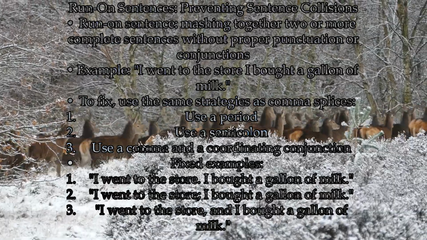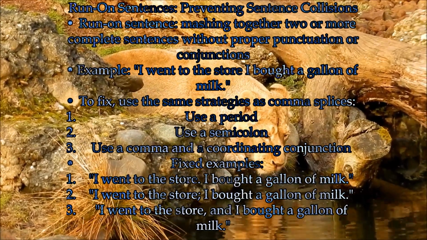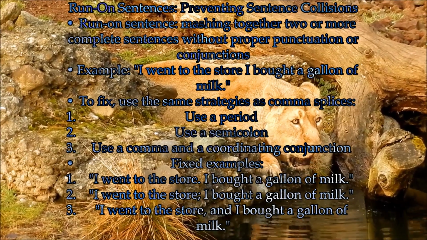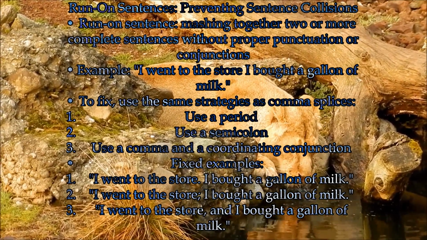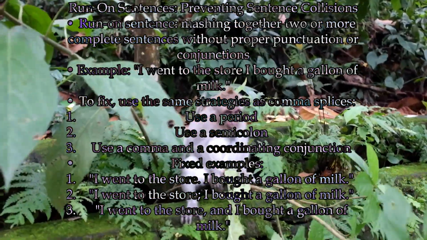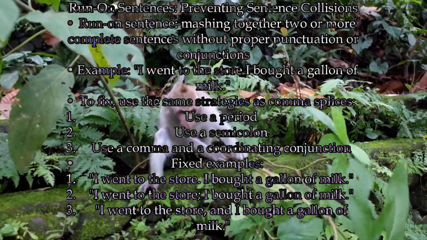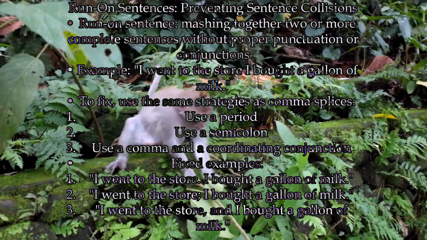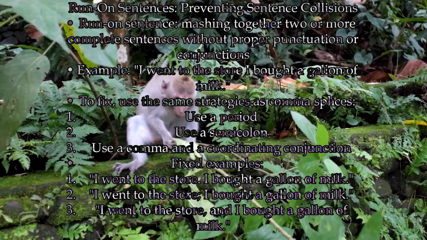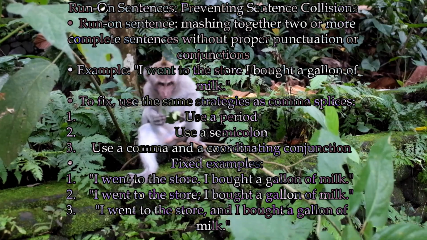Take a look at this run-on sentence. I went to the store I bought a gallon of milk. Notice how there's no punctuation separating the two independent clauses. To fix a run-on sentence, we can use the same strategies we learned for comma splices. 1. Use a period. I went to the store. I bought a gallon of milk. 2. Use a semicolon. I went to the store; I bought a gallon of milk. 3. Use a comma and a coordinating conjunction. I went to the store, and I bought a gallon of milk.